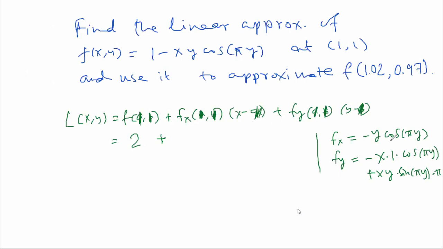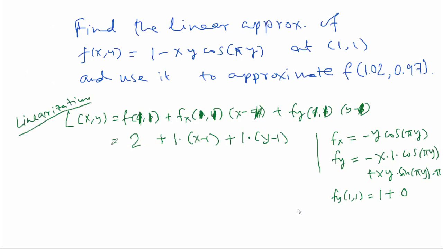So if you plug in 1, 1, cosine pi is negative 1, so it will be positive 1. Then x minus 1. If you plug in 1, 1 here, what do you get? This is positive 1 and this is 0. Sine pi is 0. So this is just positive 1. So this is the linearization. In other words, you just find the equation of the tangent plane. You replace this L(x,y) by z, that's the equation of the tangent plane at 1, 1.